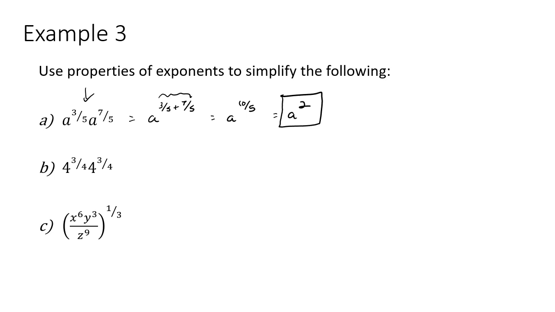We can't take it any further than that because we don't have a number here, right? We don't know what a is, so we can't square it. So this is as good as it gets.